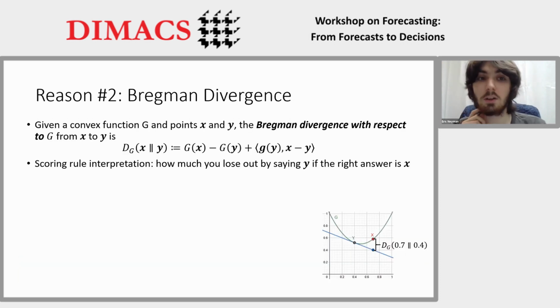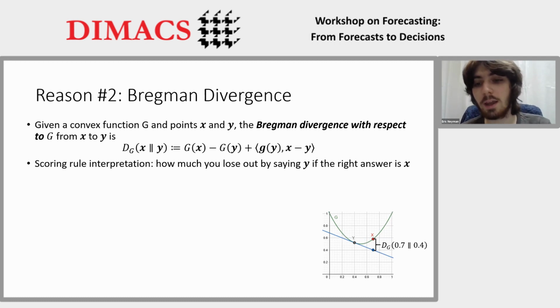So now I'm going to tell you the second interpretation of QA pooling, and this involves Bregman divergence. So let me tell you what Bregman divergence is. So let's say that you have a convex function capital G, and you should be thinking back to the expected reward function capital G that I mentioned earlier, the expected reward with respect to a proper scoring rule. So if you have two points, X and Y, two values, then the Bregman divergence with respect to G from X to Y is as follows.